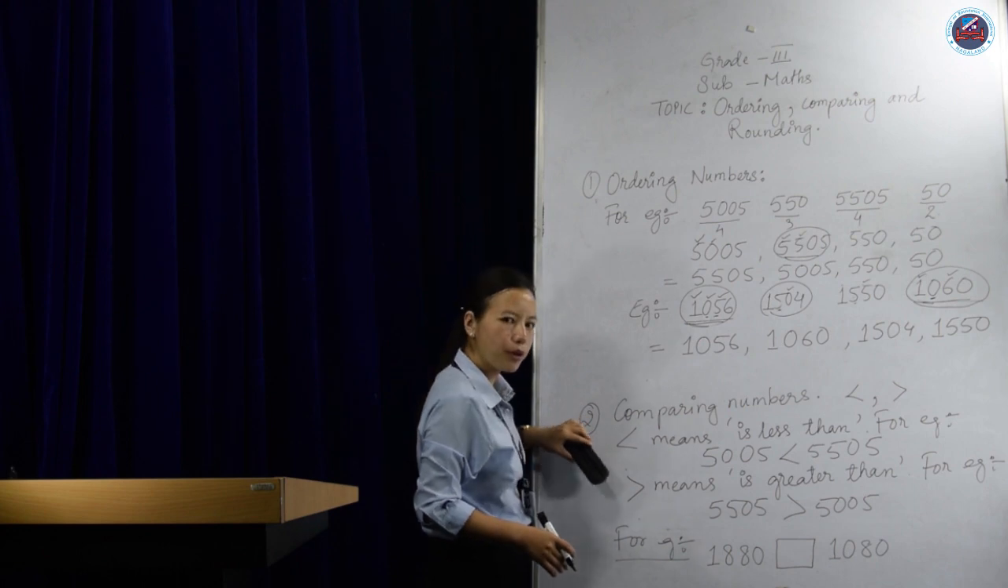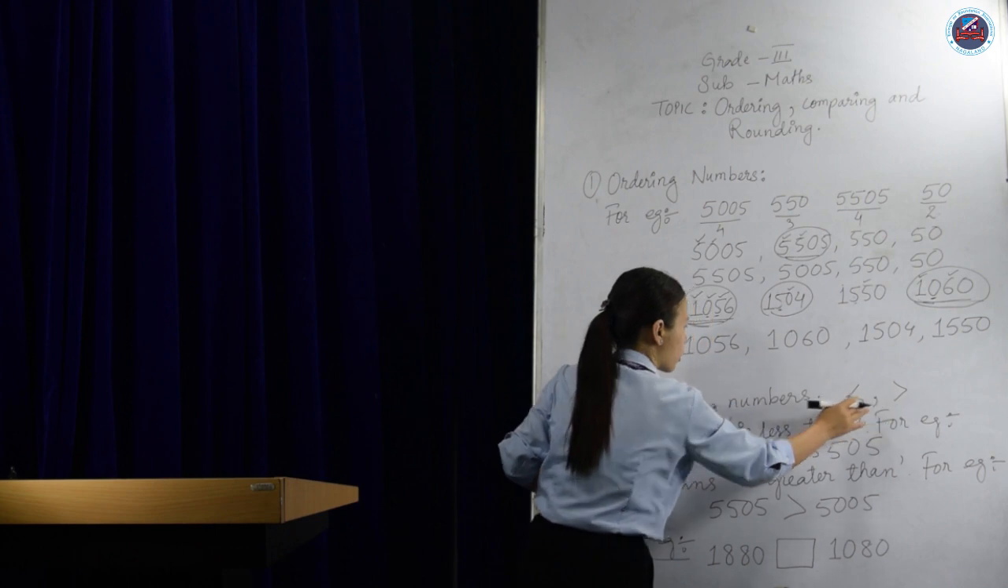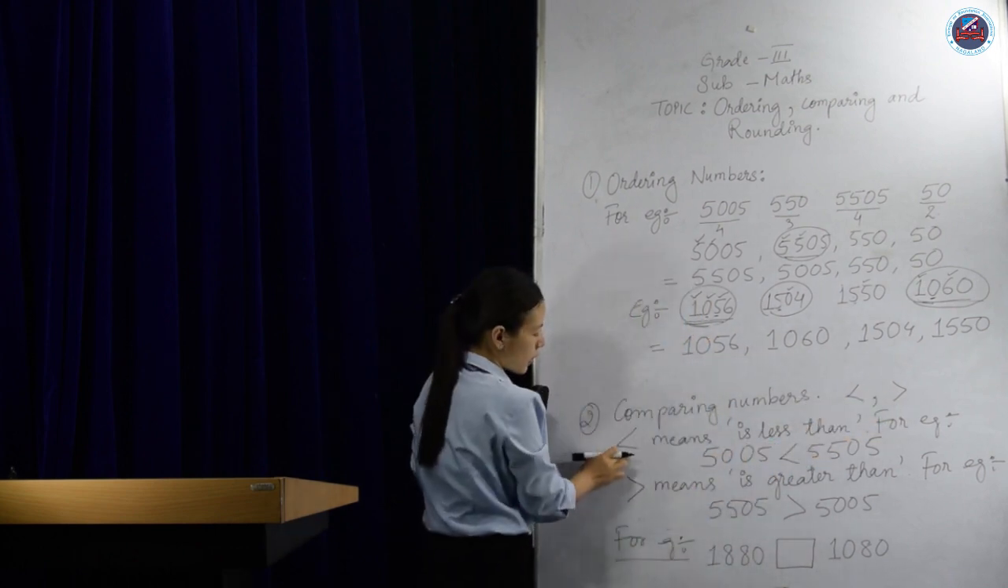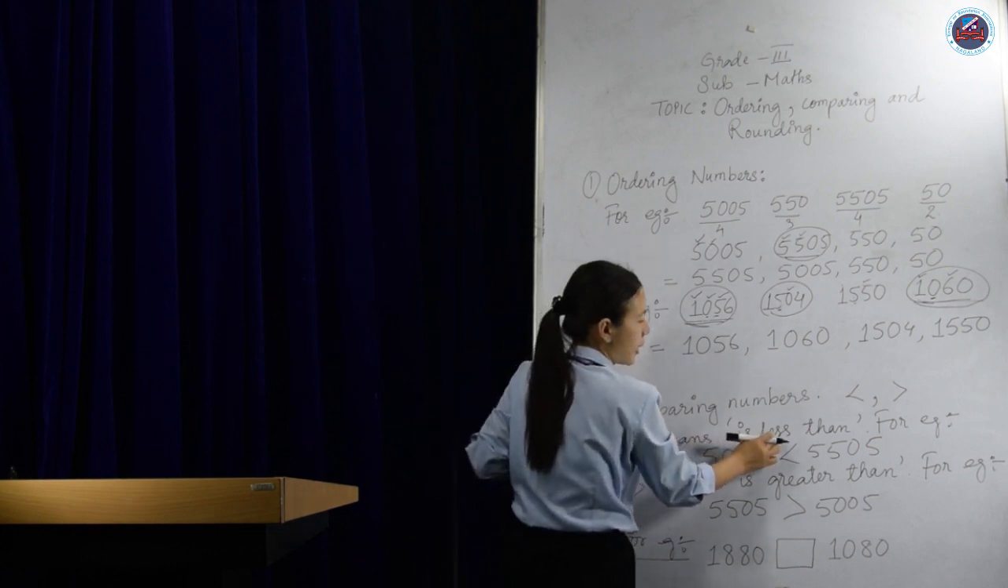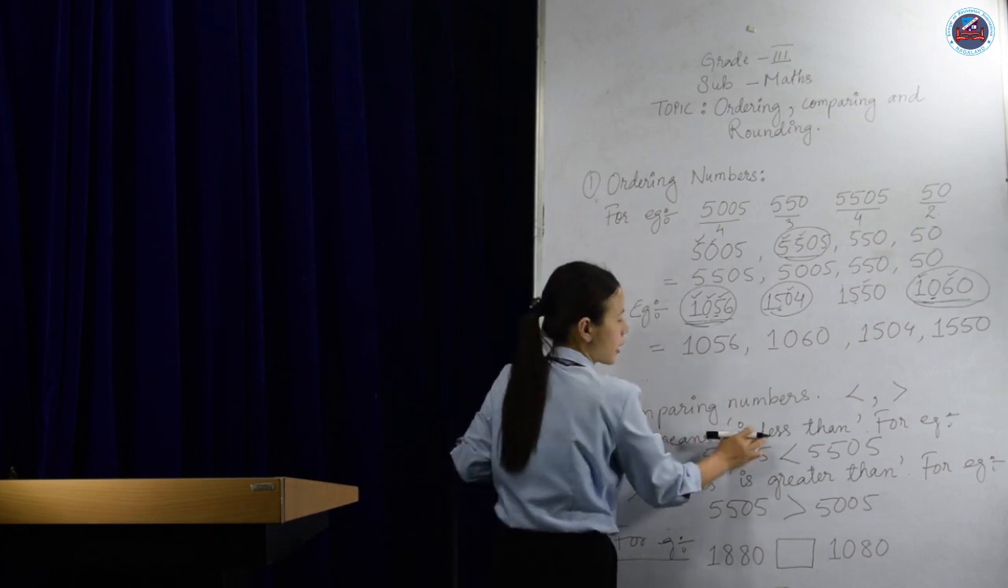Here, to compare numbers, we use two signs. That is, these two signs we use. So what do the signs mean? This sign means less than. That means this sign says that it is less than.